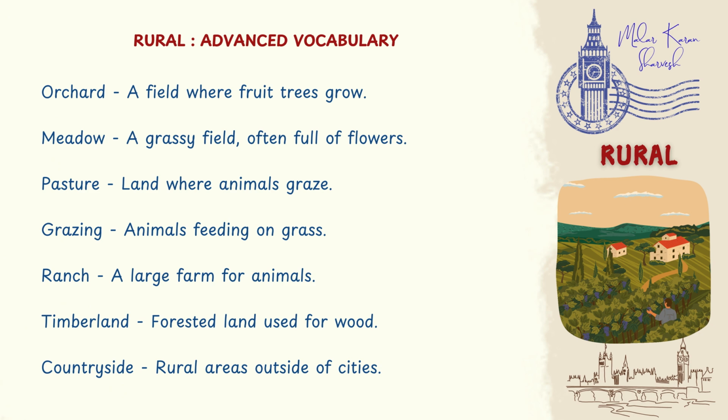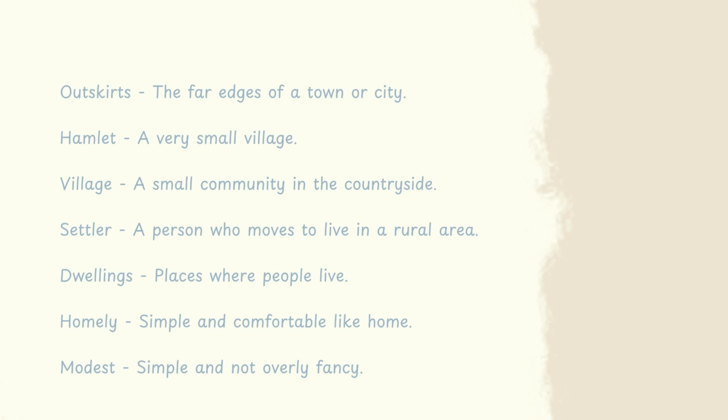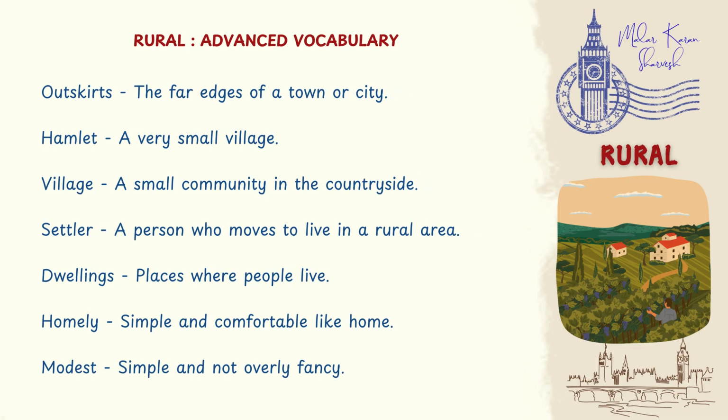Countryside, rural areas outside of cities. Outskirts, the far edges of a town or city. Hamlet, a very small village. Village, a small community in the countryside. Settler, a person who moves to live in a rural area. Dwellings, places where people live.